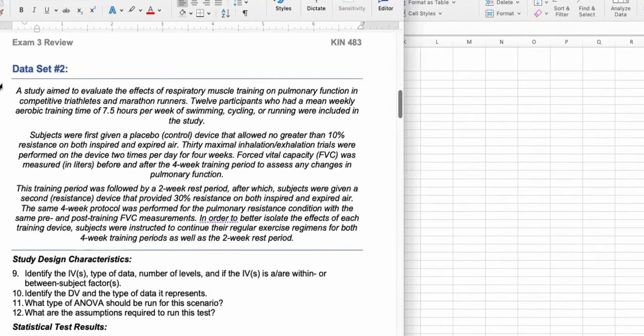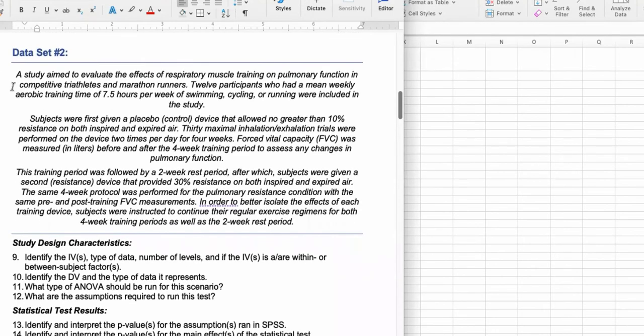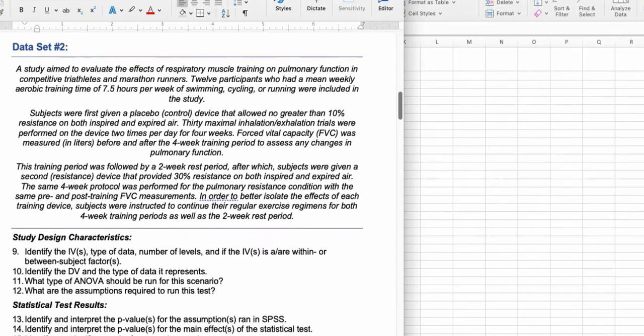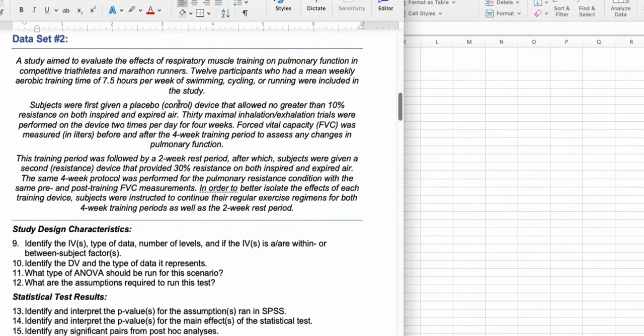So for this one, we have a study aimed to evaluate the effects of respiratory muscle training on pulmonary function in competitive triathletes and marathon runners. 12 participants who had a mean weekly aerobic training time of 7.5 hours per week of swimming, cycling, or running were included in the study. Subjects were first given a placebo or a control device that allowed no greater than 10% resistance on both inspired and expired air. 30 maximal inhalation exhalation trials were performed on the device 2 times per week for 4 weeks.